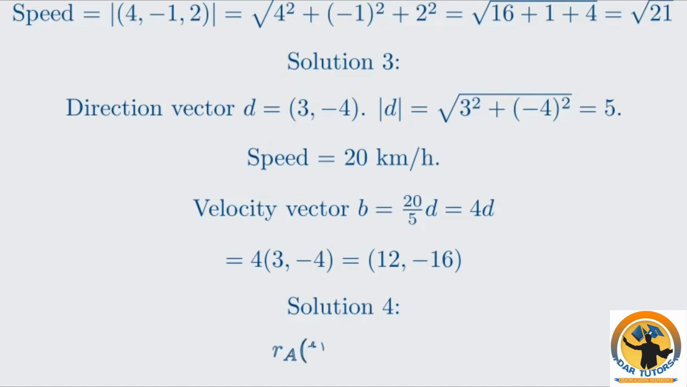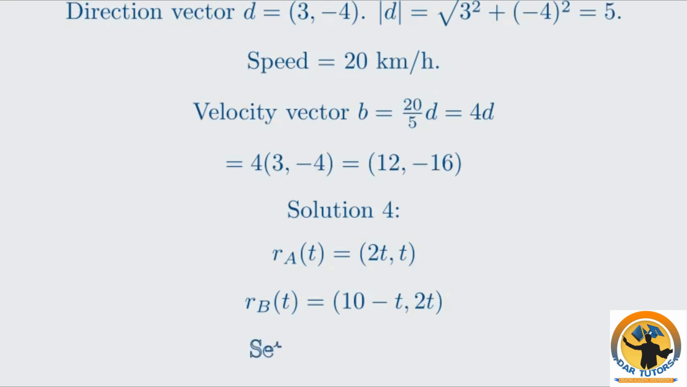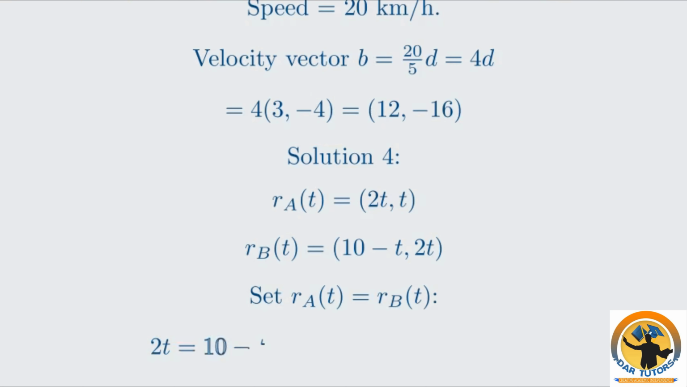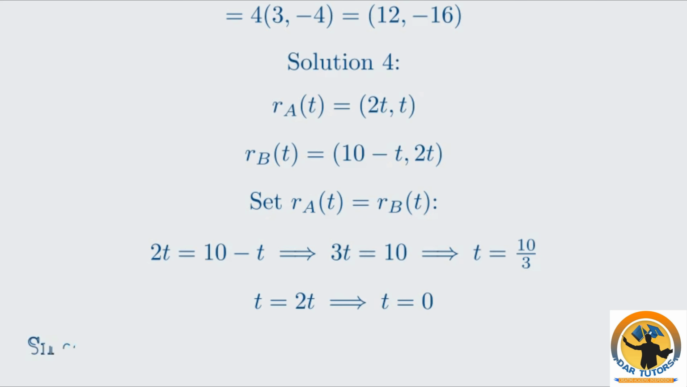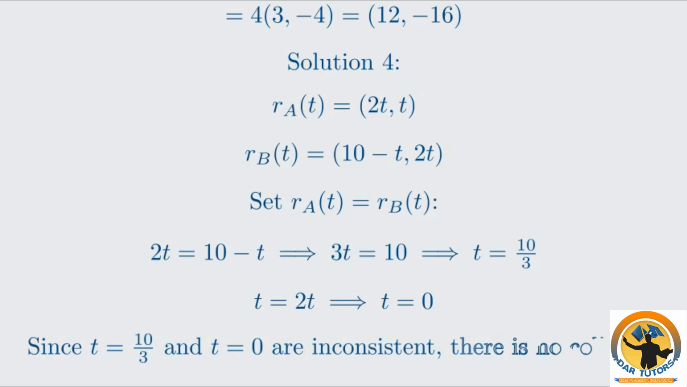For question 4, we set the position vectors of A and B equal to each other. This gives us 2 equations. Solving the first equation for t gives t equals 10. Substituting this into the second equation, we get 10 equals 20, which is false. Since the equations are inconsistent, the particles do not collide.